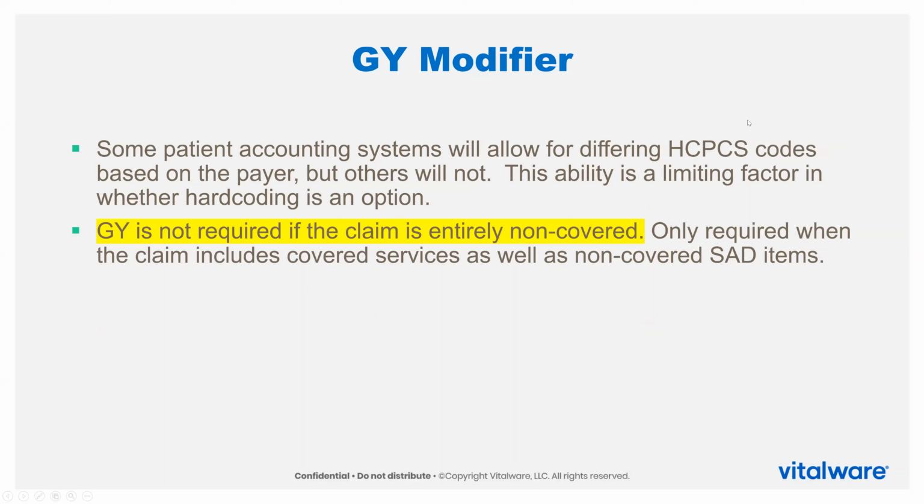The GY, GX, and GZ is not required if you're sending in a wholly non-covered claim. That was only required if it's on a covered claim. You're going to have to use the modifiers and put the amount in the non-covered column. On a wholly non-covered claim, none of this is required. Just go ahead and code it with the HCPCS code based on the payer. On to the next one.